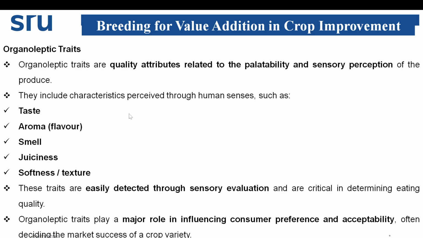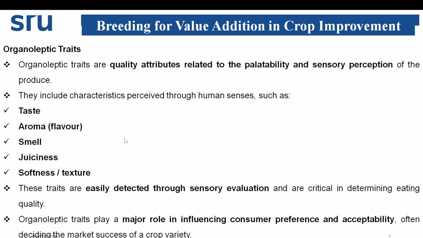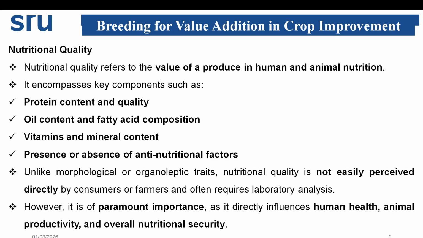So they include characteristics perceived through human senses such as taste, aroma, smell, juiciness, softness or texture. So these traits are easily detected through sensory evaluation and are critical in determining eating quality. So organoleptic traits play a major role in influencing consumer preference. These organoleptic traits play a major role in influencing the consumer preferences and acceptability, often deciding the market success of a crop variety.